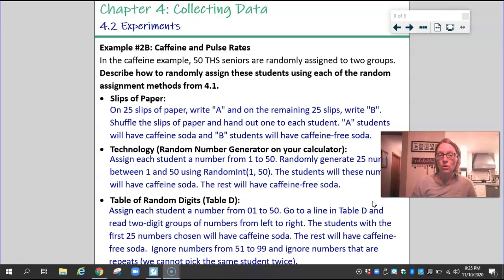So this ends your 4.2a notes on experiments. At the end of this, you should know the difference between an experiment and an observational study. You should know that we can use experiments to prove cause and effect. Studies cannot prove cause and effect because of the confounding variables. You should know some of the vocabulary associated with experiments, including treatments, experimental units, and control groups, as well as the 4 principles of experiments, including replication, control, random assignment, and comparison.